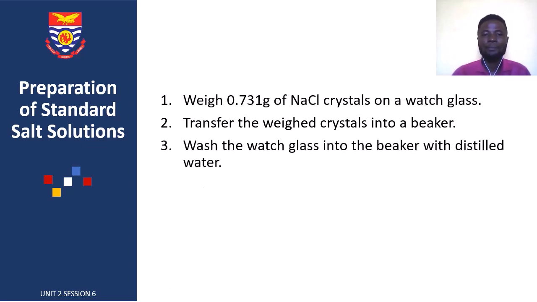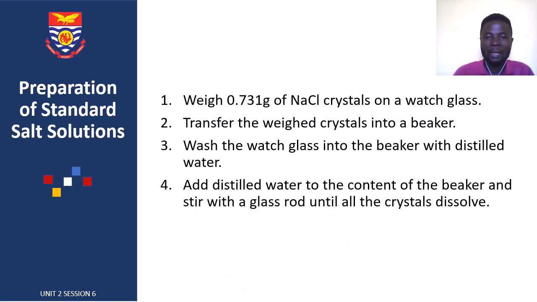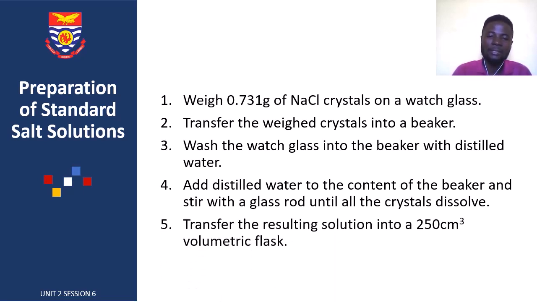Then we wash the watch glass into the beaker with distilled water. After that we add distilled water. It's just like the steps that we followed in the first instance. So we add water to the content of the beaker, then we stir with a stirring rod for the dissolving to take place. After that, we transfer the resulting solution into the right volumetric flask.